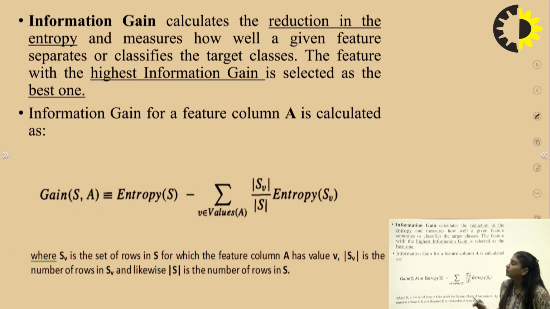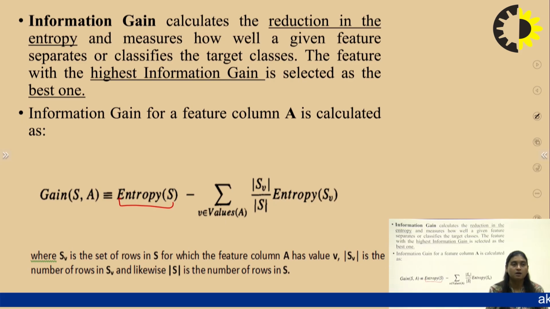Okay. Now the next important parameter or criterion on the basis of which a decision tree works is the information gain. Information gain calculates the reduction in entropy, and we are going to use this entropy in the calculation of gain. It measures how well a given feature separates or classifies the target classes. The feature with the highest information gain is selected as the best one.